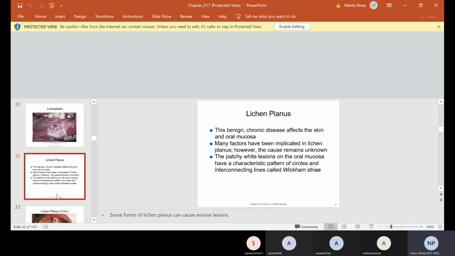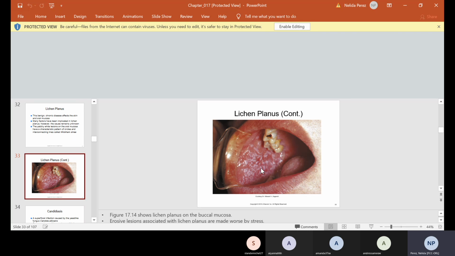Lichen planus. This benign chronic disease affects the skin and oral mucosa. Many factors have been implicated in lichen planus, however, the cause is unknown. The patchy white lesions on the oral mucosa have a characteristic pattern of circles and interconnecting lines called Wickham striae. It can cause erosive lesions, and here's what it looks like. Okay, they're usually made worse by stress. If you guys look over here on this tooth, this is a huge cavity.